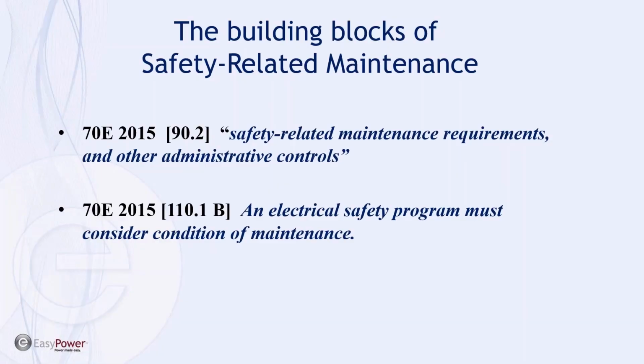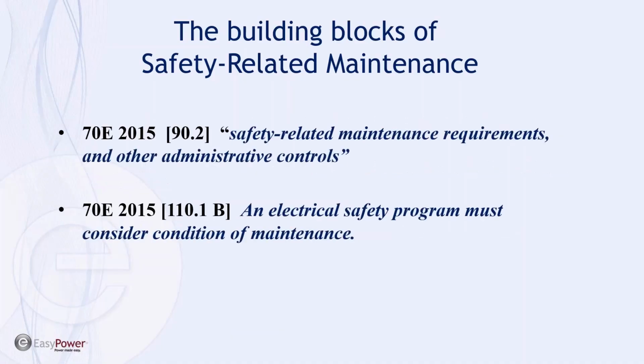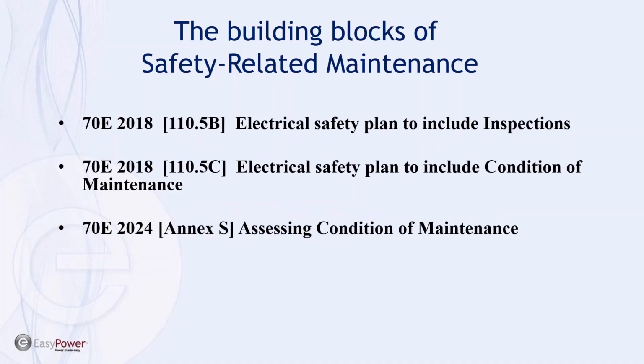So again, we talk about the 2015 standard and the scope article reference of safety-related maintenance, and then beginning the reference that an electrical safety program must consider a condition of maintenance level of elements and protocols. So what does that mean? We need to plan those out with the requirements on that, but again, pretty short-sighted as far as a more complete shell of what is that electrical safety program and condition of maintenance protocols.